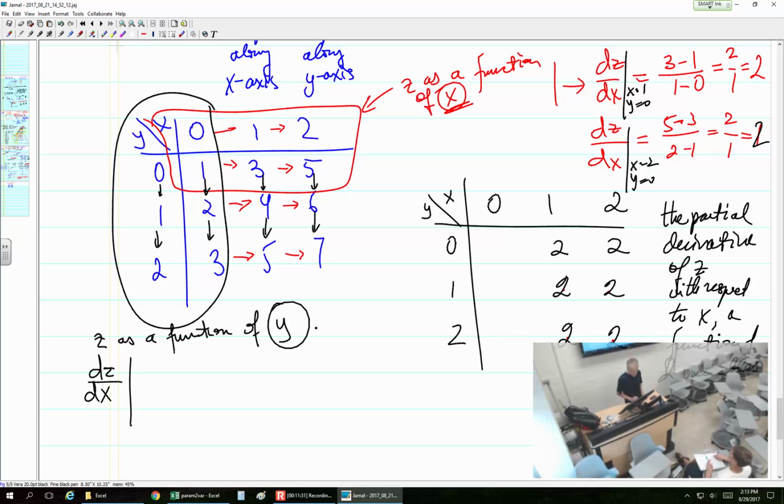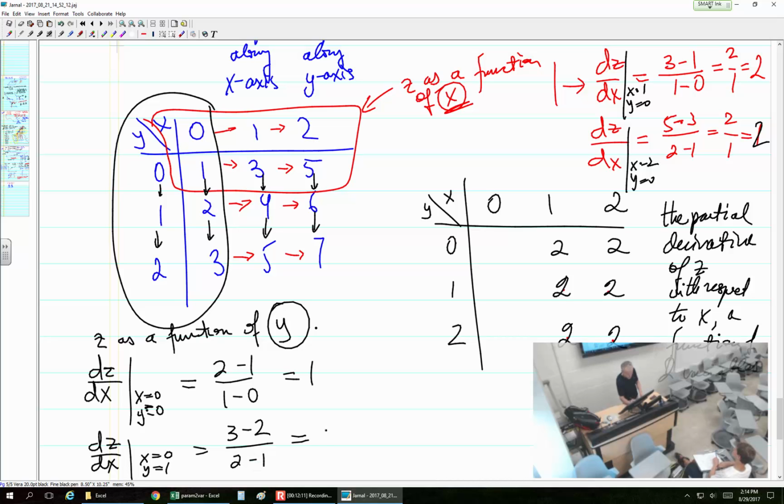So I'm choosing the first, what I marked over there. I'm choosing x equal to 0, what I circled, and y initially equal to 0. Then it will be 2 minus 1 over 1 minus 0, which is equal to 1. And similarly, within the same circled table, I'm now looking at these two, and so I'm talking about dz dy with x still equal to 0 and y equal to 1. And what is it? 3 minus 2 over 2 minus 1. It is once again 1.